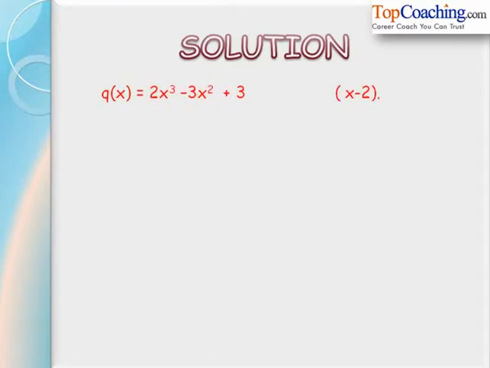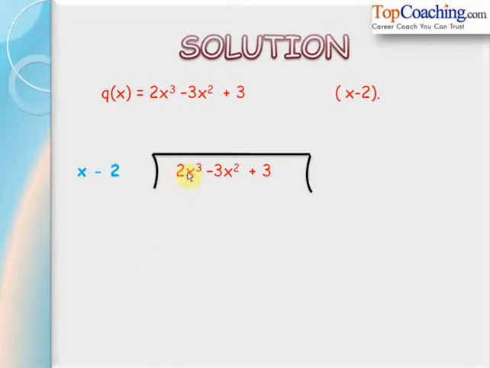q(x) is equal to 2x cube minus 3x square plus 3. This is the dividend, and we have to divide this polynomial by x minus 2. So x minus 2 becomes the divisor. So we can write this operation as this. It is the same as what we do in the division of numbers. So just as we do in the case of numbers, we are going to follow the same procedure here.